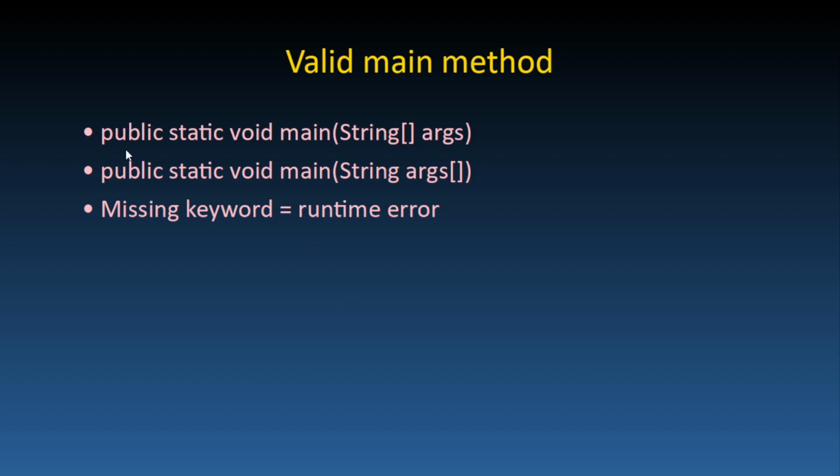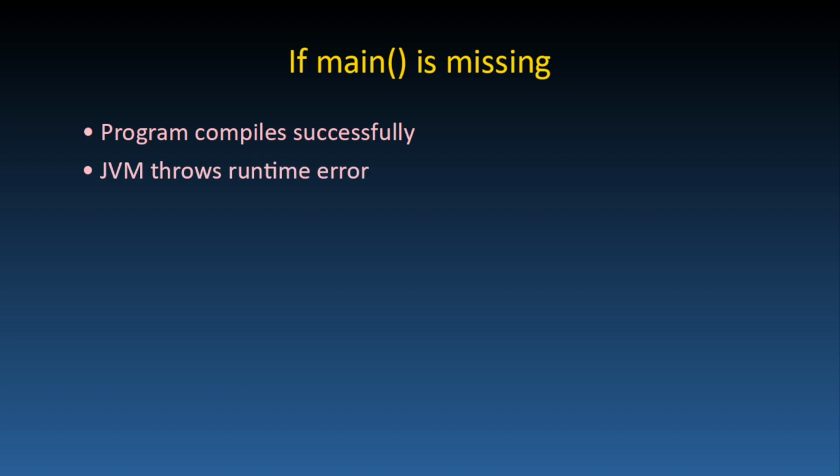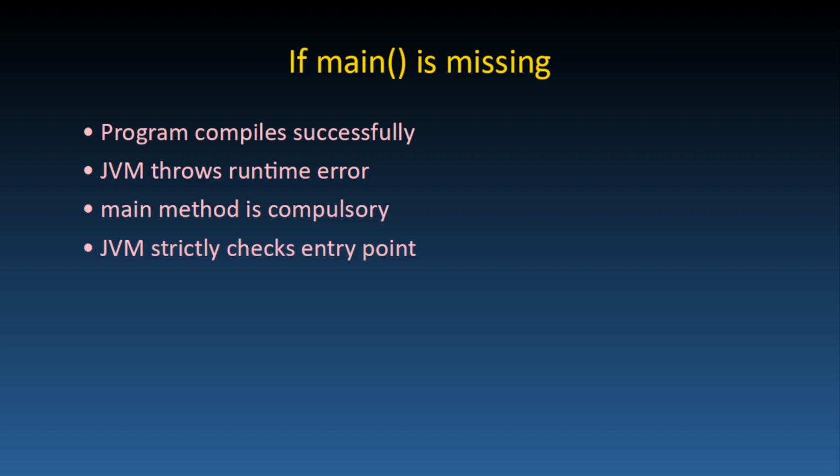We can write the main method like this and like this also. So these are valid main methods. Now what happens if main is missing? The program will compile successfully, but at runtime the JVM will throw an error saying main method not found. So the main method is compulsory.